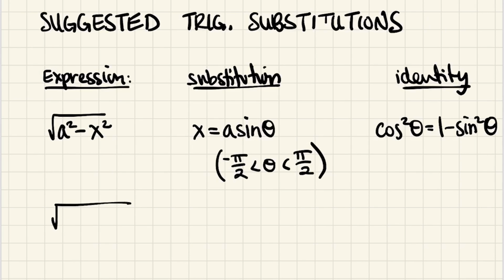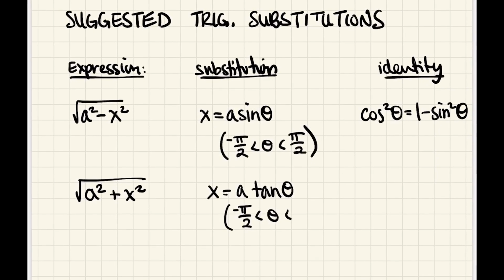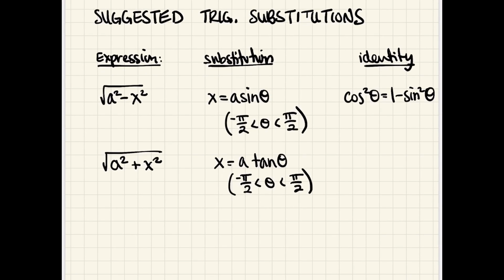Okay, the next expression that we might encounter is a squared plus x squared, so the sum of squares, and that was the first example we saw today. The suggested substitution would be x equal a times tangent of theta. And we saw that this was the suggested restriction because the identity that we're using is secant squared is 1 plus tangent squared. We want to make sure that our secant of theta is positive. So if we let theta be between negative pi over 2 and positive pi over 2, that'll do the trick.